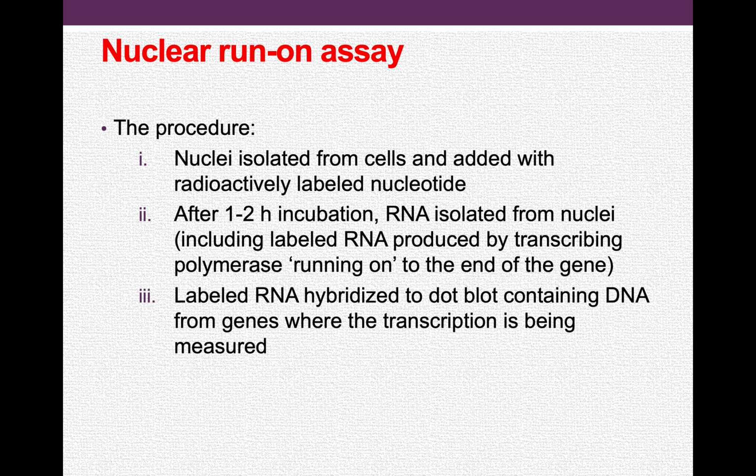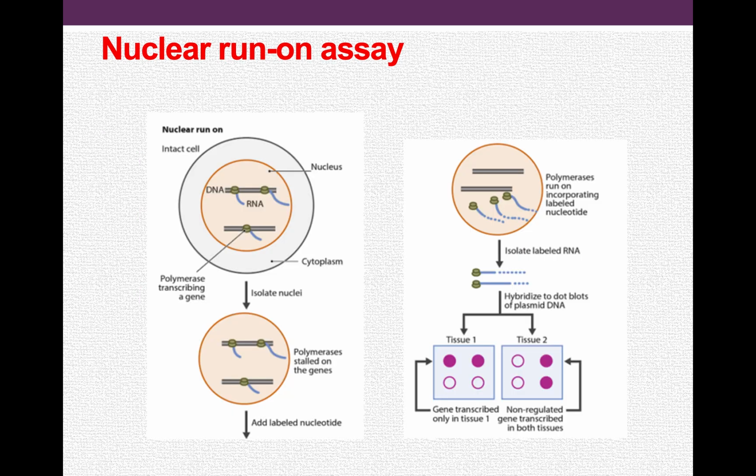Again, at the temperature whereby the bacteria grow. Afterwards, RNA will be isolated from the nuclei, okay? And this would include all the labeled RNA produced by the transcription of the run-on to the end of the gene. So the labeled RNA will also be hybridized to a dot blot containing DNA from the genes, whereby you could actually quantify the transcription rate and also the intensity plus the concentration. So more or less, this is how the nuclear run-on assay is done, as you can see.